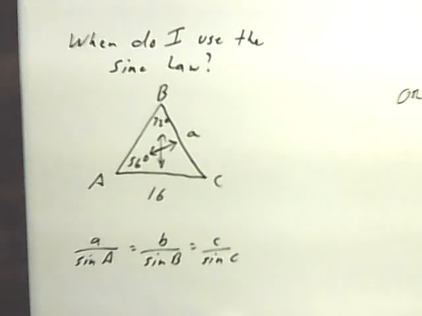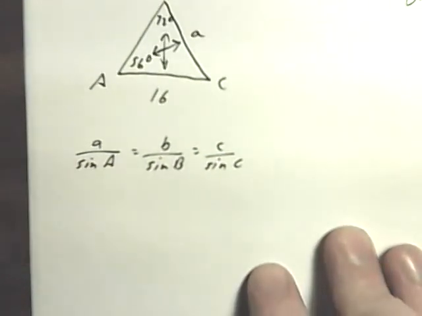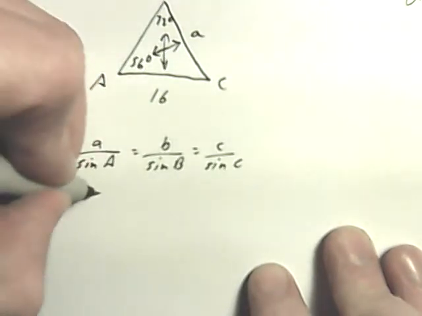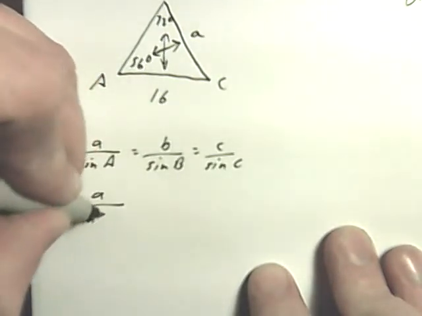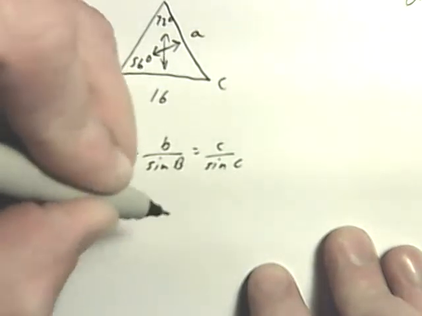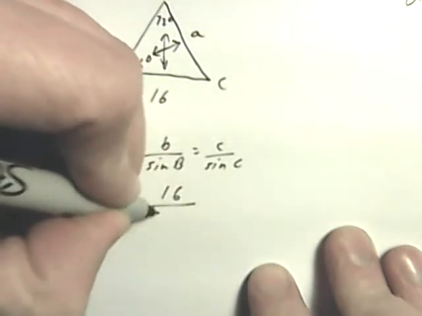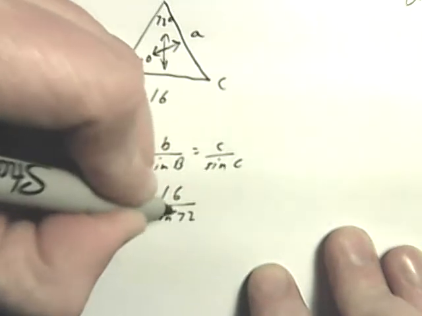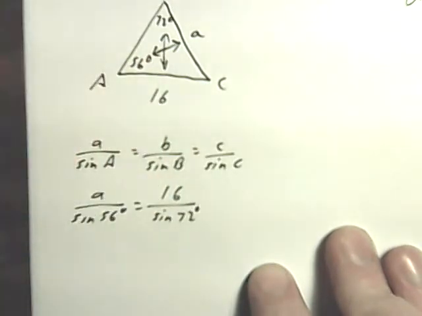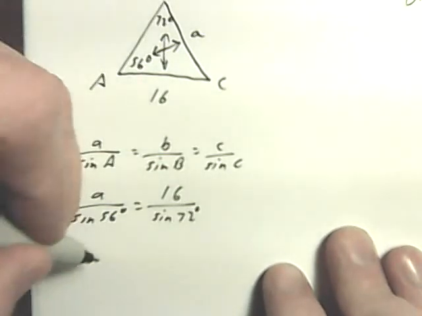Please remember, you only need two of these to make it work. You can have this pair, or this pair. You do not need all three. So now I'm just going to plug in the numbers. I would like to have A alone, so I'm going to multiply both sides by the sine of 56 degrees.